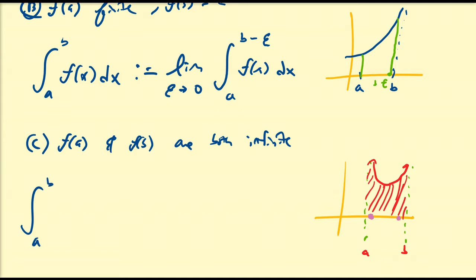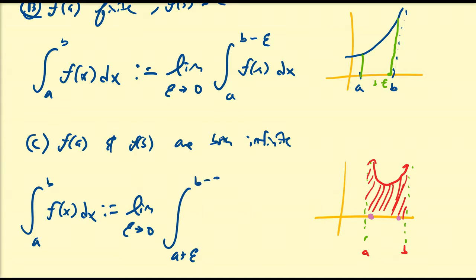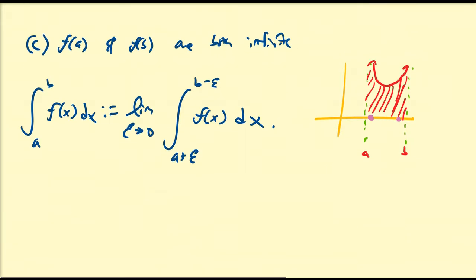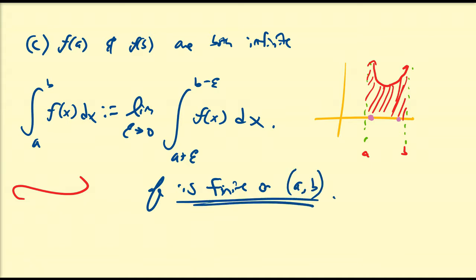So the improper integral from a to b of f of x dx will be defined to be equal to the limit as epsilon goes to 0 of the integral from a plus epsilon to b minus epsilon of f of x dx. And that is how we define our type 2 improper integrals. Let us do a couple examples to illustrate how to figure out whether these integrals converge or diverge by these methods. And here it is important to define f is finite on the open interval ab. This is crucial.